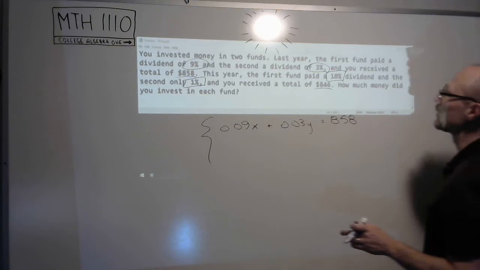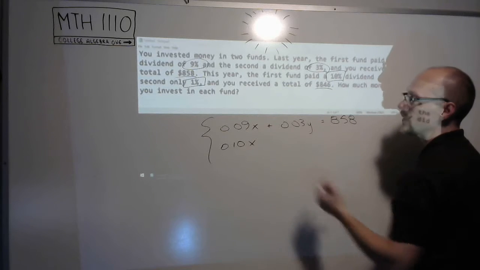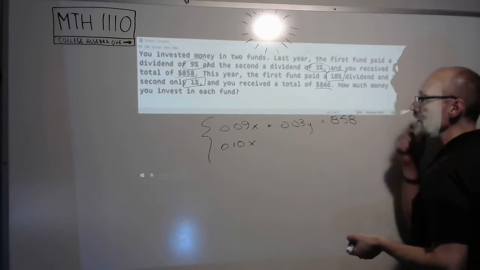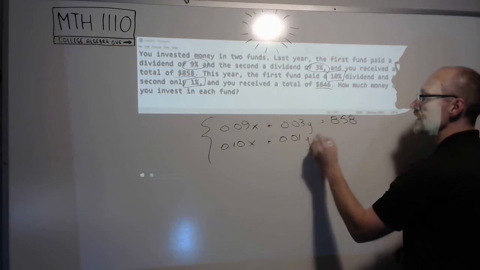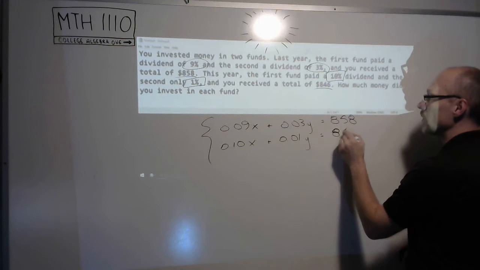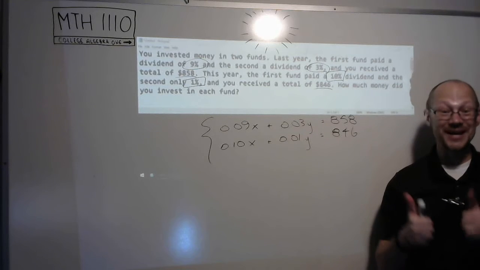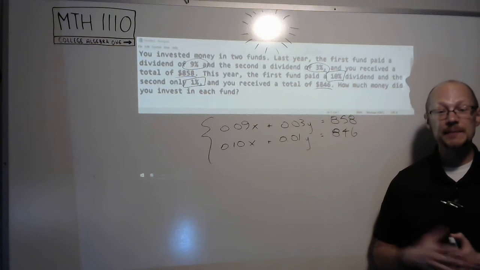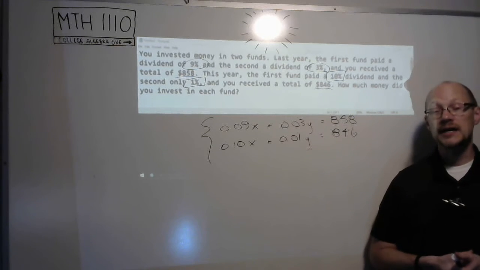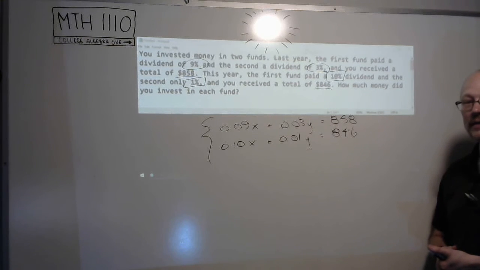All right, so now the second equation becomes 10%. And you notice that all these percents have to be written as decimals. Move the decimal 2 places over for percents. And the second one is only 1% for a total of $846. At this point, Desmos, feel free. It doesn't say to use any one way or the other. You can type these into Desmos just fine, and you're going to get a really nice answer.